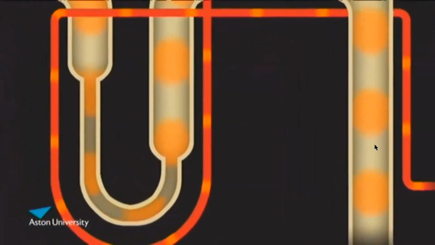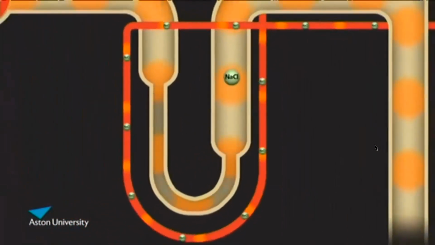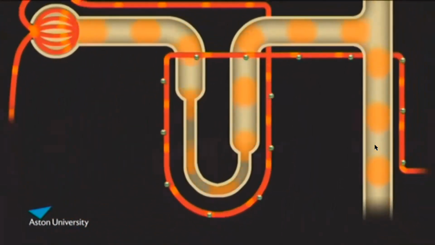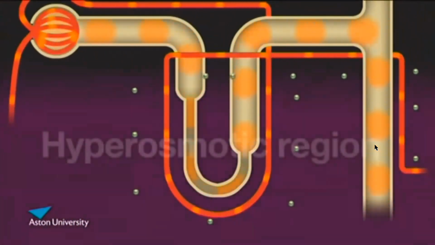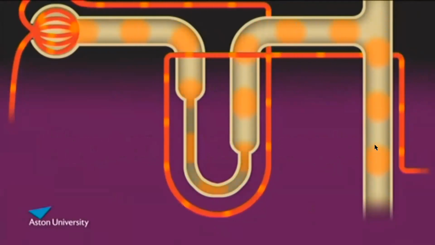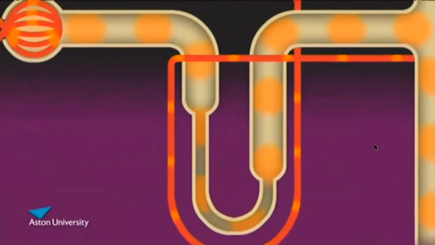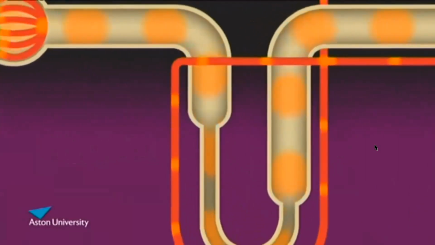The ascending limb of the loop of Henle, which is impermeable to water, pumps out sodium chloride via sodium-potassium chloride cotransporters from the urine into the blood in the vasa recta. Blood in the vasa recta carries this sodium chloride into the medulla, making the entire region hyperosmotic. The blood, which is moving in the opposite direction to the urine in the loop of Henle, then ascends parallel to the descending limb of the loop of Henle.